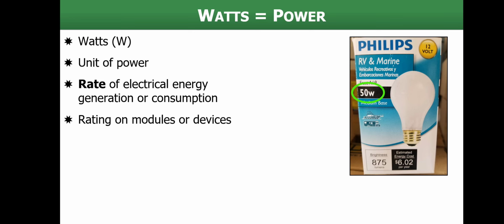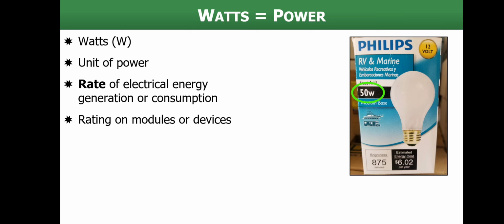So here we've got a light bulb. This is a 50-watt light bulb. So it is, when it's turned on, drawing 50 watts. It is using 50 watts of power. That's how much the consumption is at that moment of time when it's on.